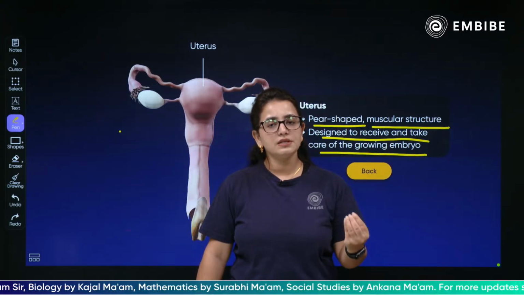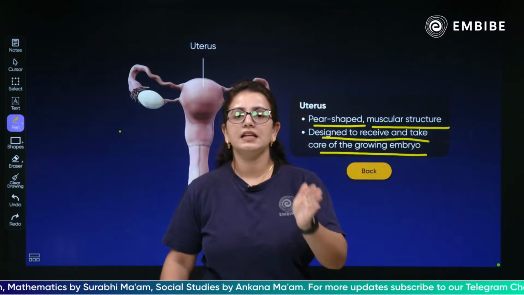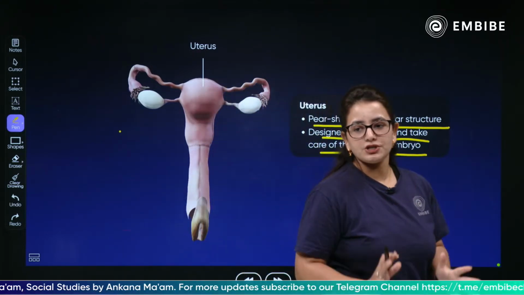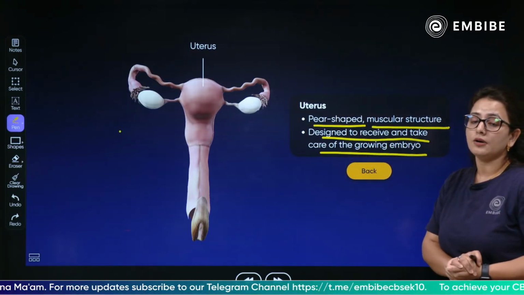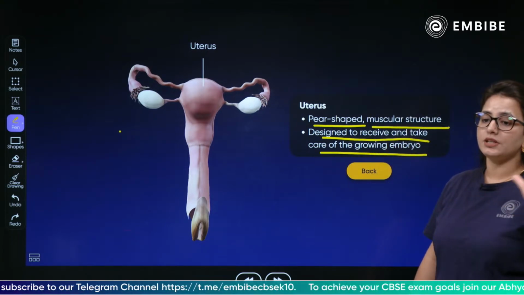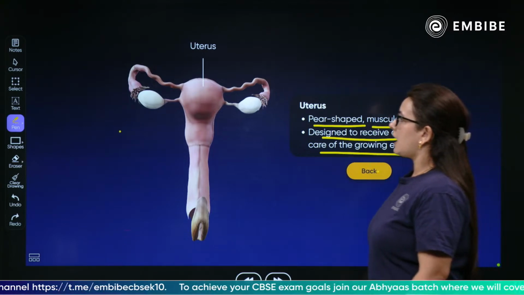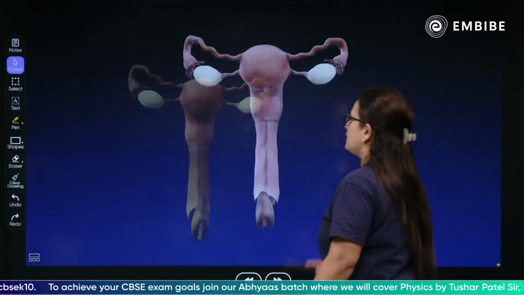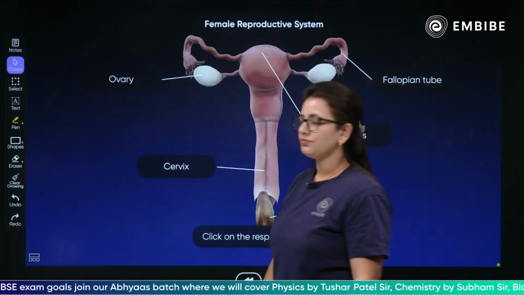So the uterus is another part of the female reproductive system which assists in sexual reproduction. It is pear-shaped, muscular and stretchable, and it takes care of the growing embryo for its good growth and development. So this is about another part of the female reproductive system. Let's go back and talk about another part present in the female reproductive system. I hope this is clear. Everyone, is it clear?